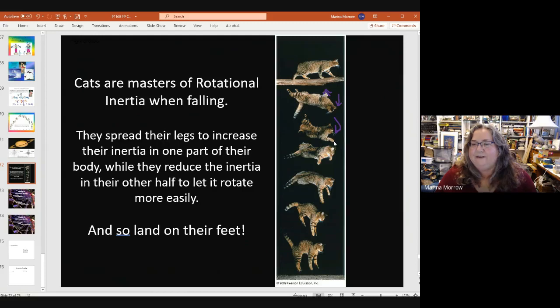Once it's got the front rotated, the front paws go out, the back paws go in, and now it rotates its back end around. So it does the front end against the back end. And so now the cat is rotated all the way around, and now it can land on its feet. So given enough room to fall, yes, a cat can land on its feet. Okay, and that has to do with rotational inertia. All right, so that's all we're doing in this section.